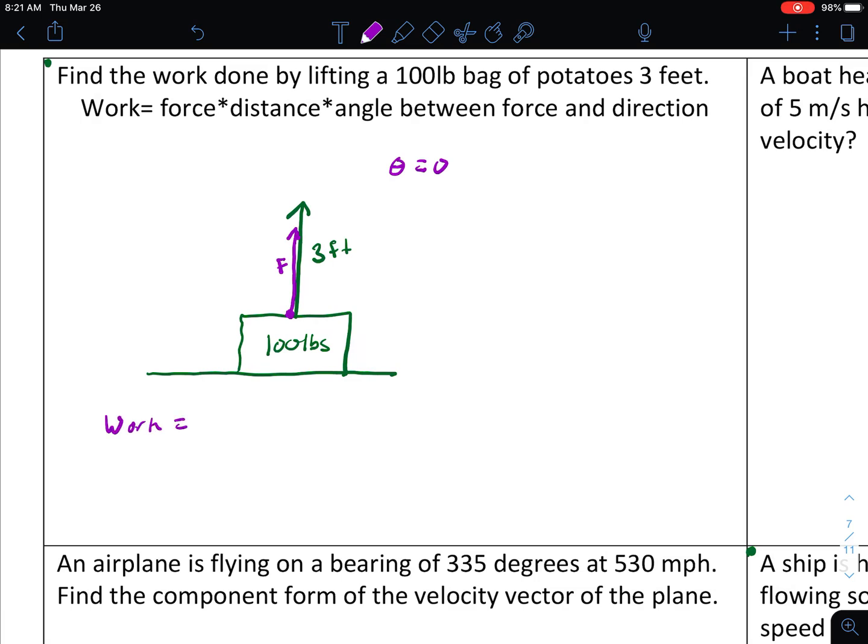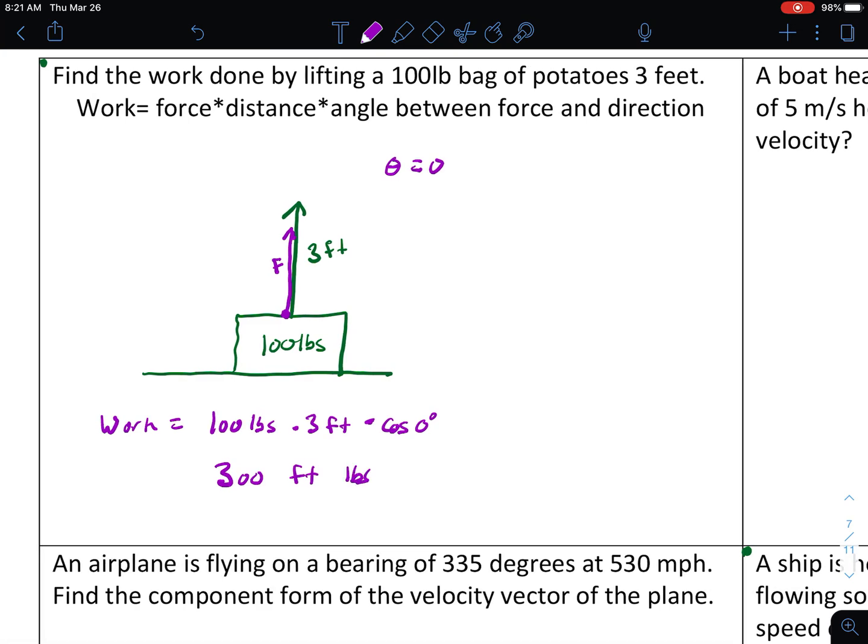And so to find the work done, work is going to equal force, which really we're just pulling 100-pound potatoes, so it'd be 100 pounds times 3 feet times cosine of 0 degrees. And that's going to give us 300 foot-pounds.